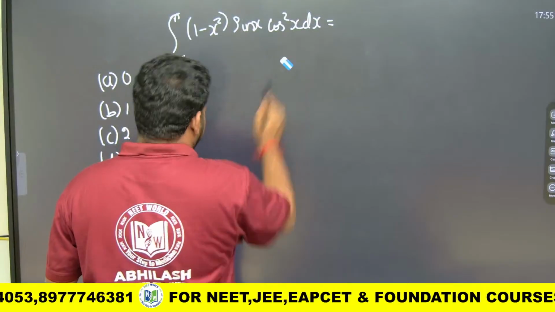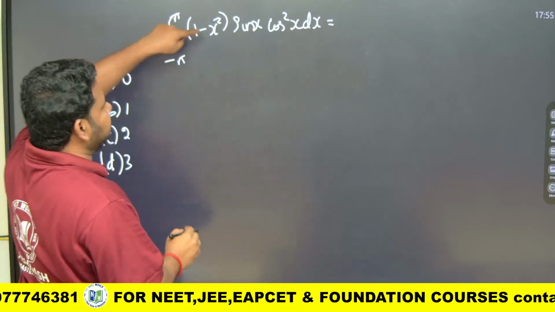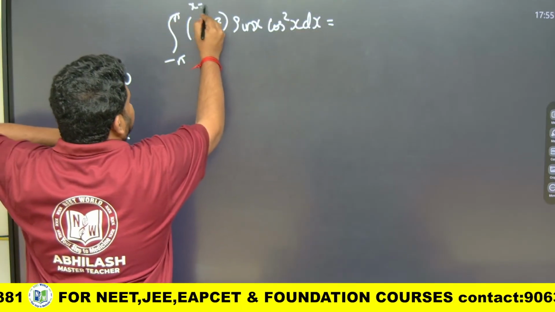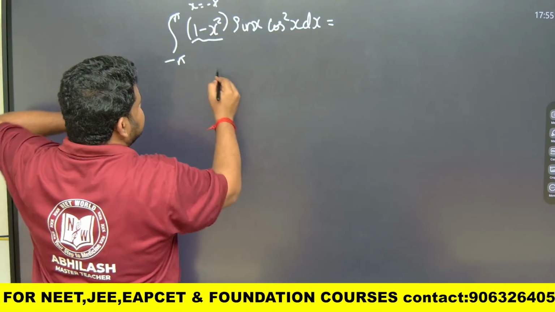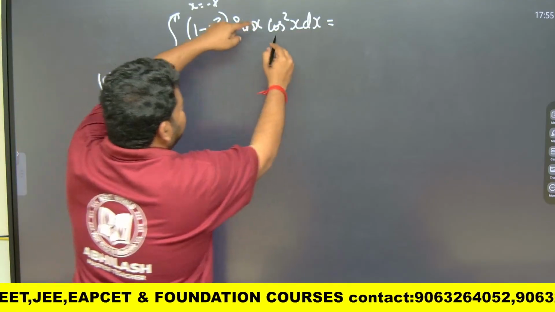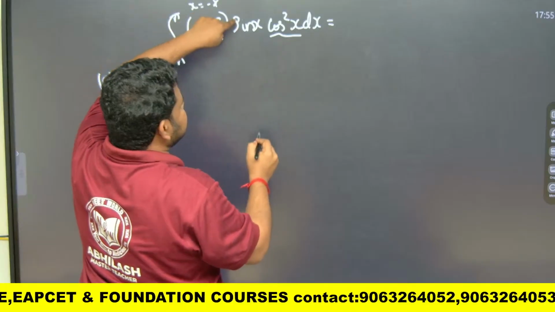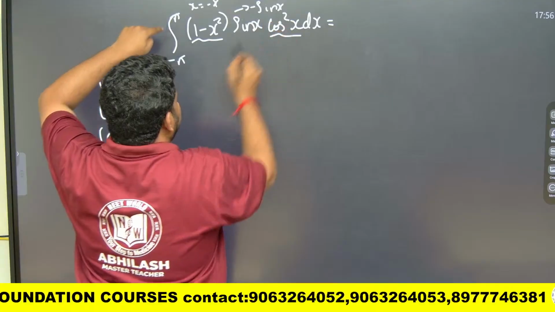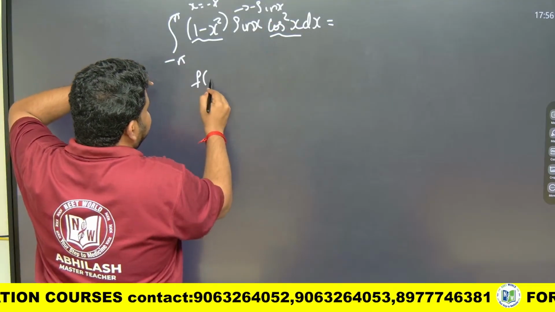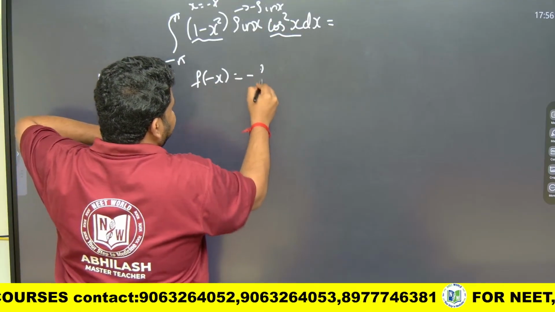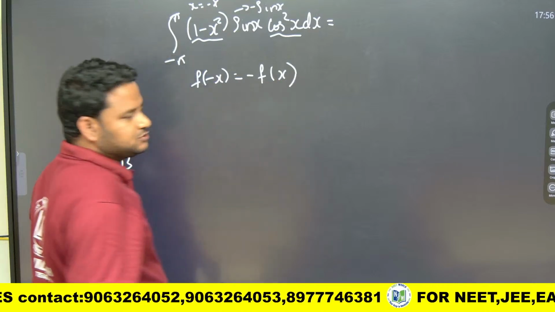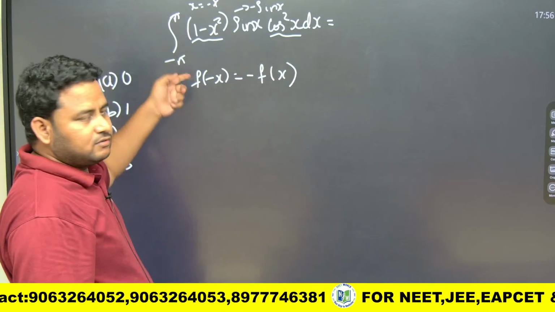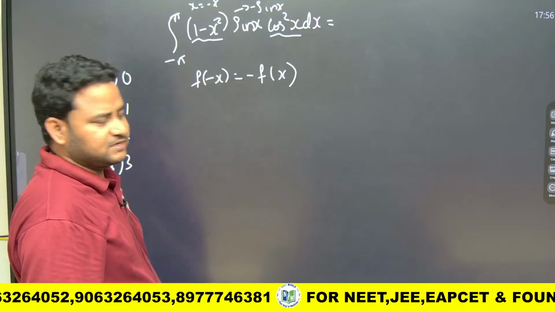Now if I put x is equal to minus x, this will remain as it is, but sin of minus x is nothing but equal to minus sin x. So what happens to this? This becomes f of minus x equal to minus f of x. This is becoming like this.